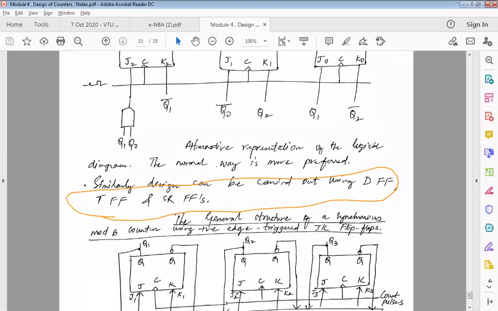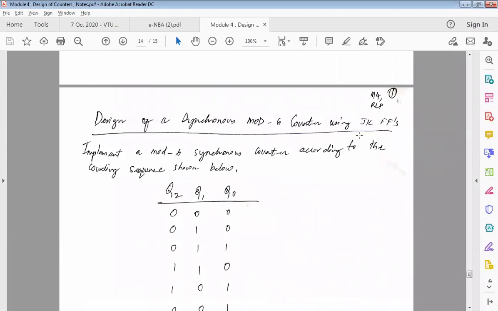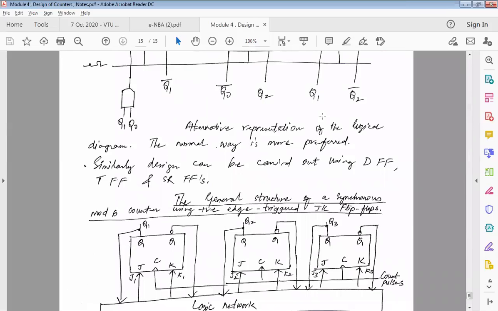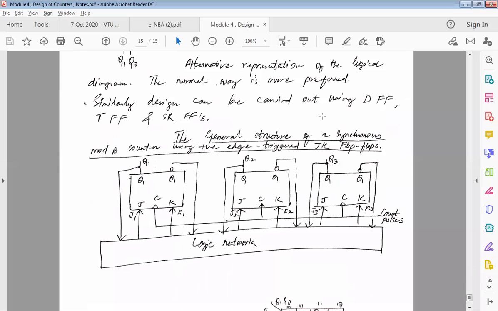Anything can be used. Since in our question we are using JK flip-flops, I don't have an option, I have to use JK flip-flops. So this is how we design the counter. Now you can just refer to this general diagram, where JK and the clock C are common, and this is given to the clock pulses.